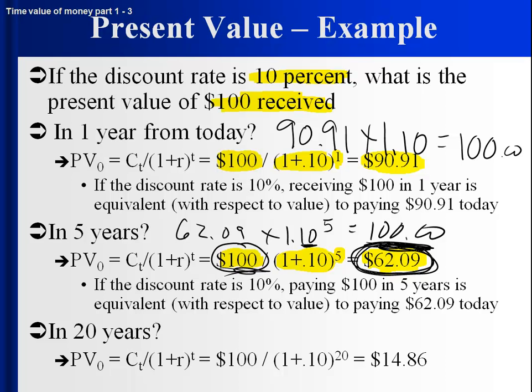If we wait 20 years, the piggy bank's only worth $14.86. You're getting your same $100, you're still discounting by 10%, but now it's discounting for 20 years. And again, if you had $14.86, went to the bank and they offered you 10% per year, you show up 20 years later, you'd have $100.